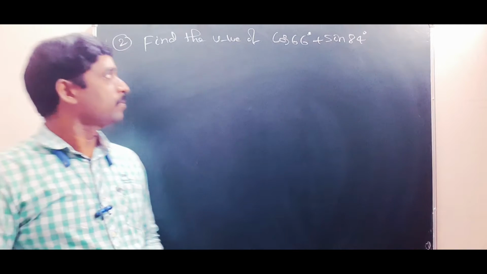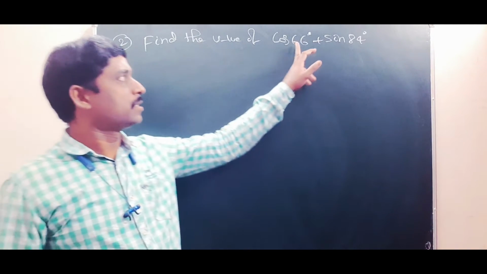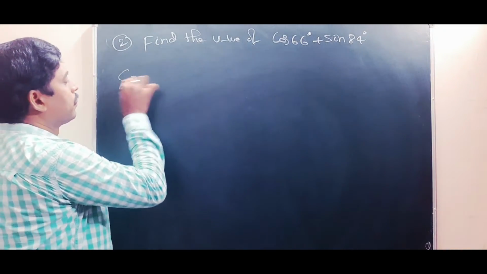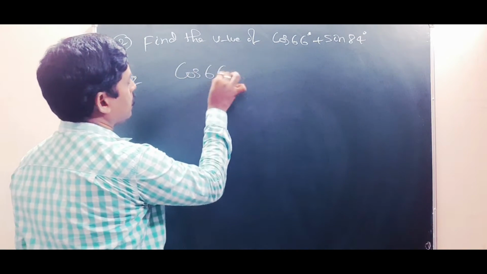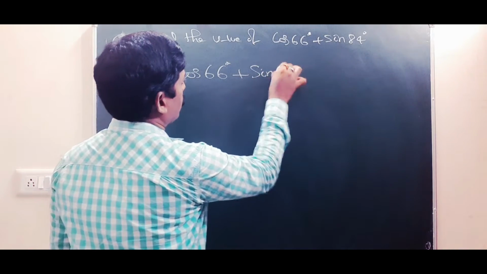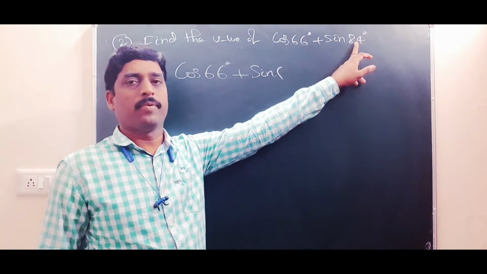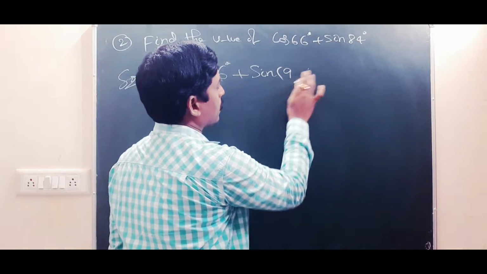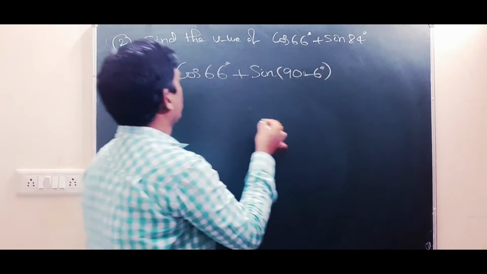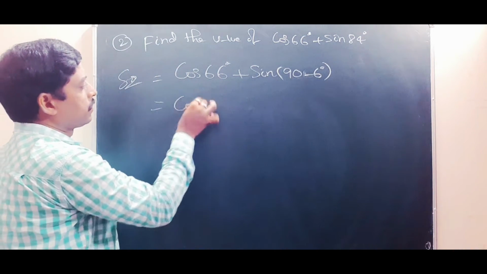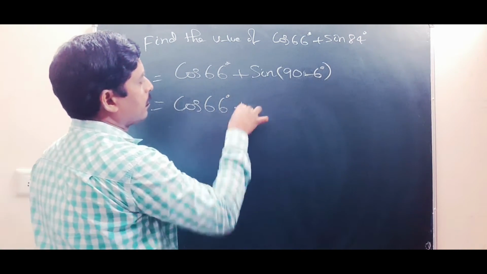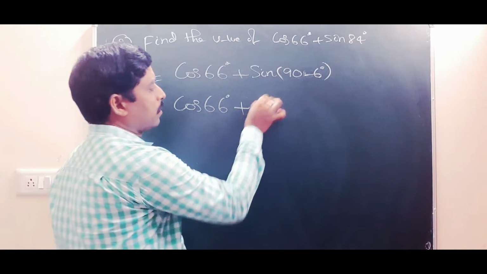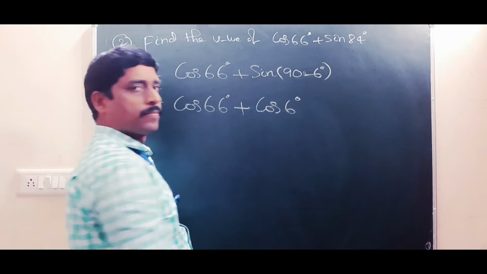Let us go to the next problem. Find the value of cos 66 degrees plus sin 84 degrees. Cos 66 degrees plus sin 84. 84 can be written as 90 minus 6 degrees. We have sin(90 minus theta) equals cos theta, so it becomes cos 6 degrees.